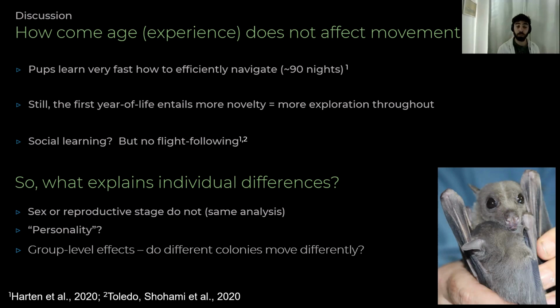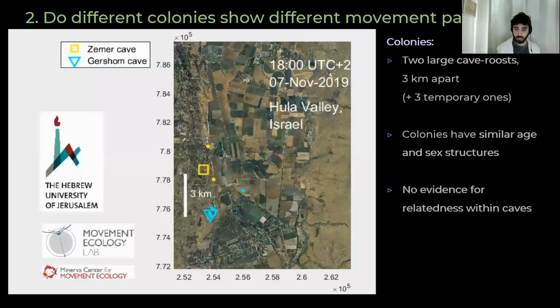And looking at group level effects, asking basically, do different colonies move differently? So this is the main topic here, and you can see two caves in yellow and in kind of blue, I guess this is, 3 kilometers apart. And these are different individuals flying off from each cave.